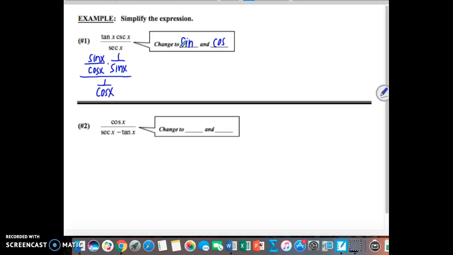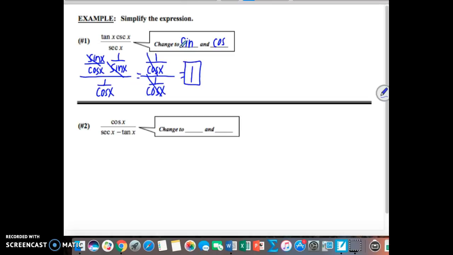So now it's important to understand that the sine of x's in the numerator will cancel. Then we are left with 1 over cosine of x divided by 1 over cosine of x. Notice that 1 over cosine of x and 1 over cosine of x are the same thing. So this is just like dividing by the same expression. Those cancel out and we're just left with 1. Completely simplified, we get an answer of 1.